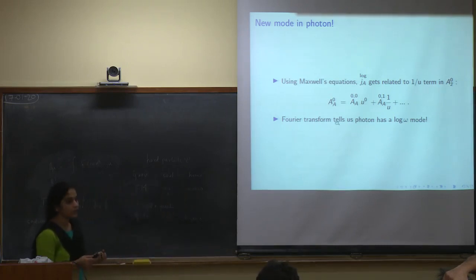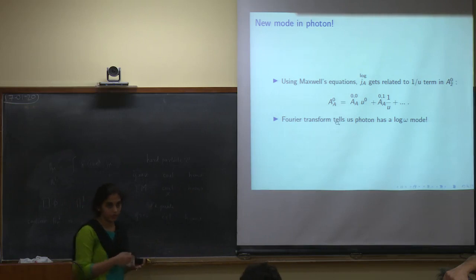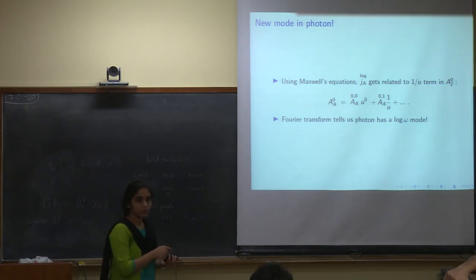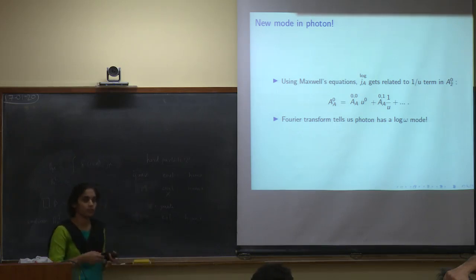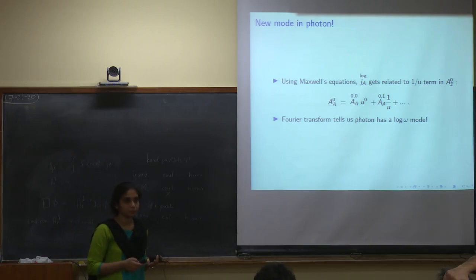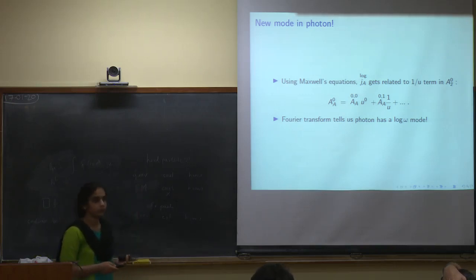We just included the effect of long range interactions in asymptotic dynamics, and we see that the photon has a new log omega mode. So here also it's clear that the log omega mode is directly related to the long range interactions, and it also tells us that when we exclude the long range interactions, then this is absent. That's why it was absent at the tree level processes.